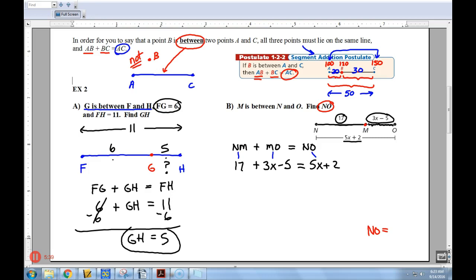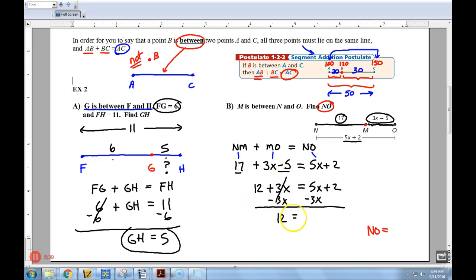So I look at my equation. I notice there are some like terms here on the left hand side. This 17 and this minus 5 can be combined to 12. So 12 plus 3x equals 5x plus 2. And I see I have x's on both sides, so I need to get all my x terms on one side. I always like to attack the smaller x term, so I'm going to attack this plus 3x and subtract 3x. I just like to make my x's positive in the end. You don't have to, but this is just my strategy.